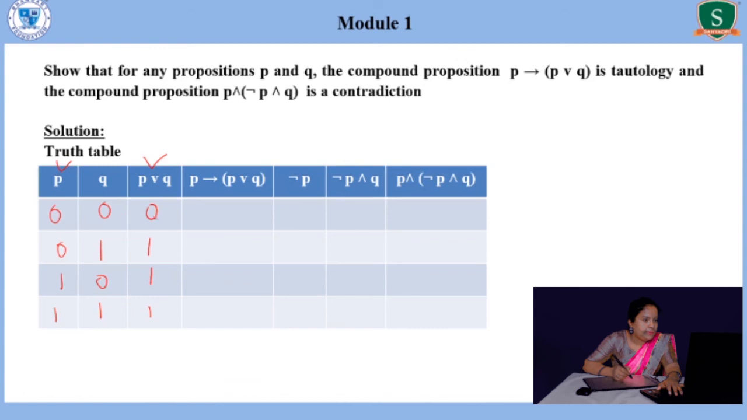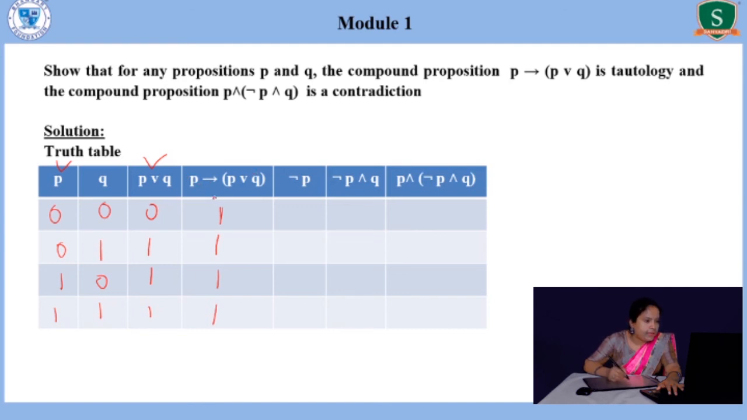Okay. Here P is 0, P or Q is 0. Both are 0. In conditional, it is 1. Okay. Next, P is 0, P or Q is 1. So it is 1. P is 1, P or Q is 1, both are 1, it is 1. P is 1 and P or Q is 1, so both are 1, it is 1. So in conditional, it is false only when P is true and Q is false.